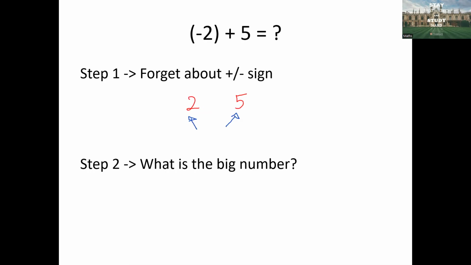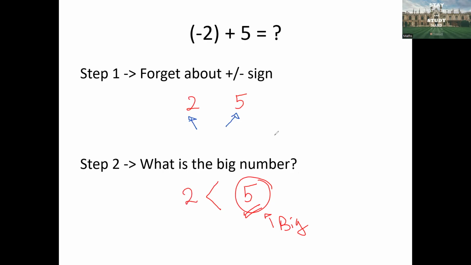Then you have to figure out what is the big number out of these two. Here you have 2, here you have 5. Out of these two, what is bigger? 5 is bigger than 2, right? So this is the big number. You know, 2 and 5, what is the big one? 5. Obvious. Step number 1, you forget about the plus minus sign and write the numbers.